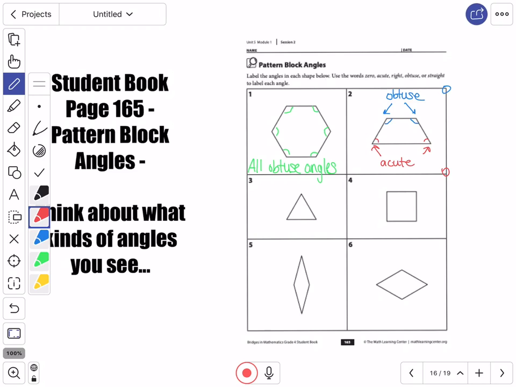When I look at these angles right here, they're both smaller than the corner. So this one and this one, these are acute angles, okay? Number 3 is actually an equilateral triangle. If you look really carefully at it, all of the sides are the same length and all of the angles are the same. That means that all of these angles right here are acute angles.